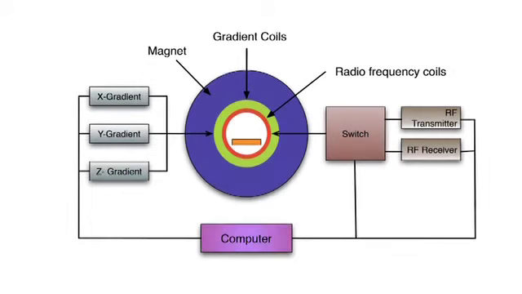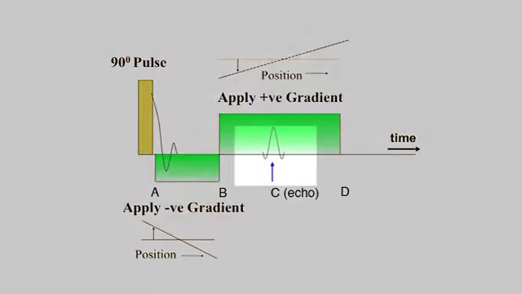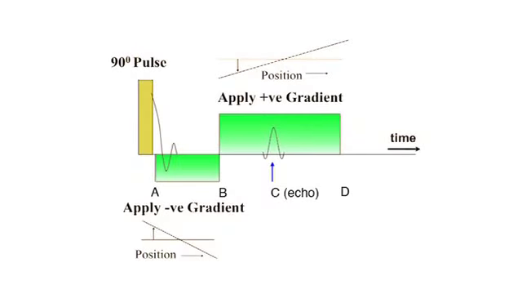Finally, gradient echoes. These are created when we introduce a negative magnetic gradient followed by a positive gradient to displace the signal at a later time and produce an echo.